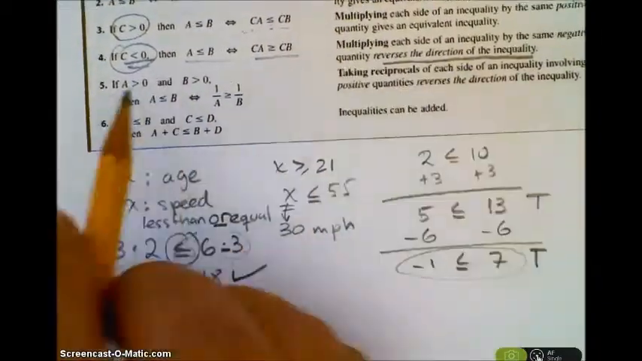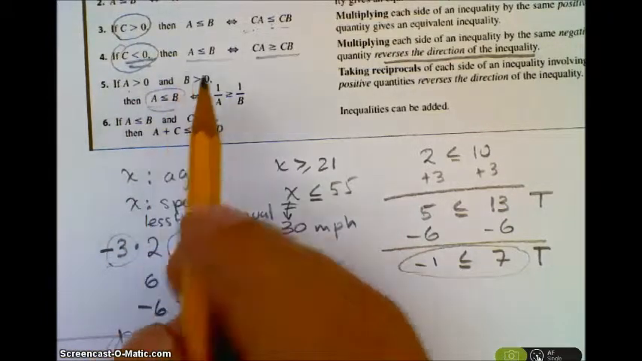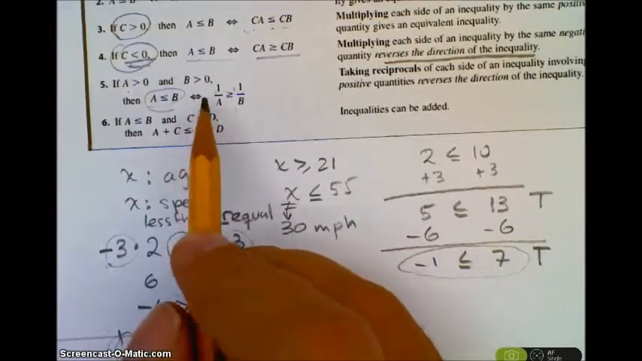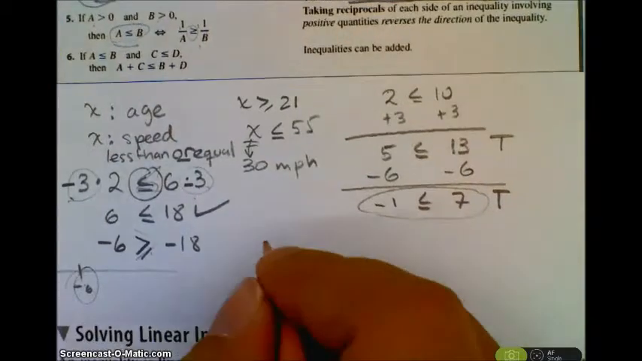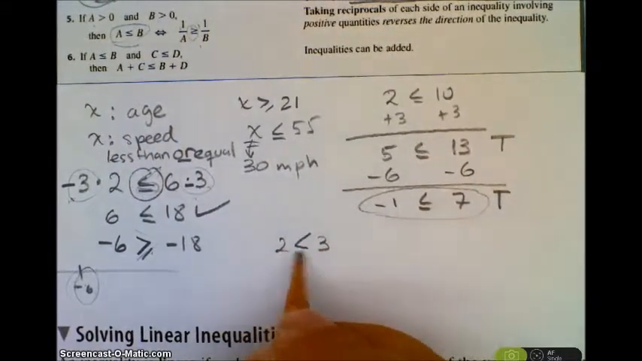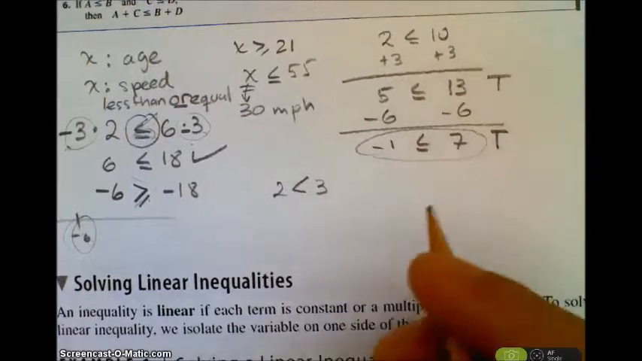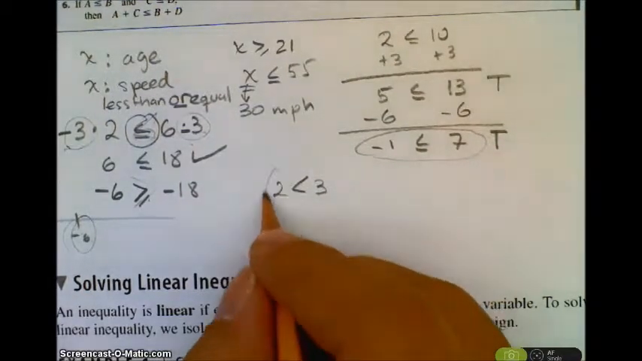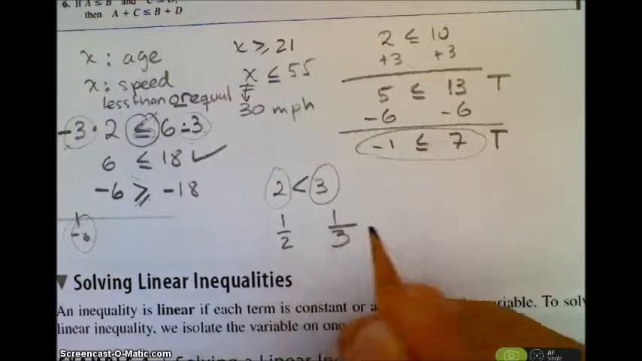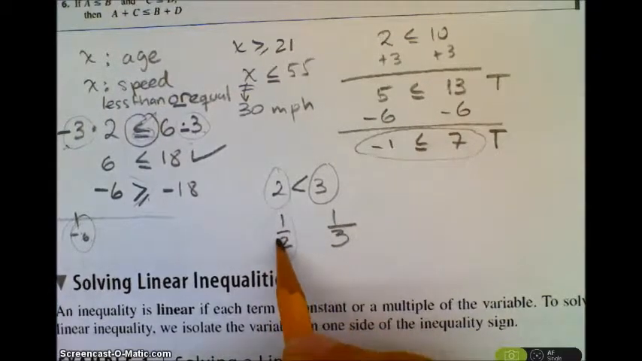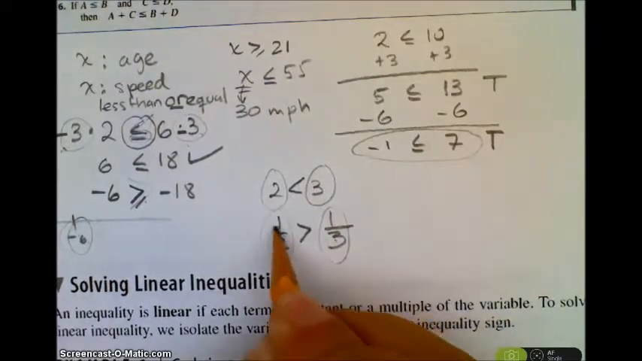Now for number 5, we have if A is a positive number and B is a positive number, and A is less than B, then when I take the reciprocal, that's going to reverse the direction of the inequality. Let's look at this. 2 and 3, how do they compare? 2 is less than 3. I could write less than or equal to, it doesn't matter. When I take the reciprocal here and here, remember that when you divide a pizza by 2 and when you divide a pizza by 3, the bigger slice will come out of dividing by 2. So this fraction is bigger than that one.